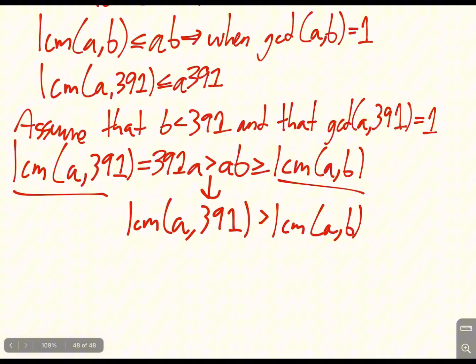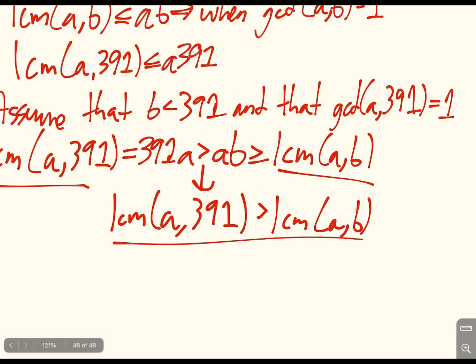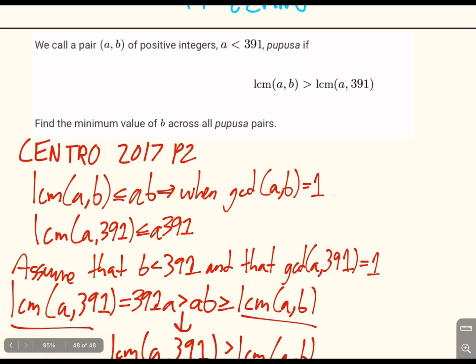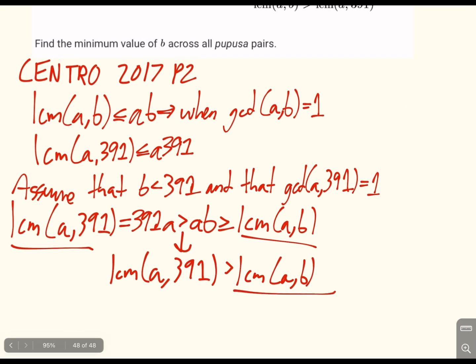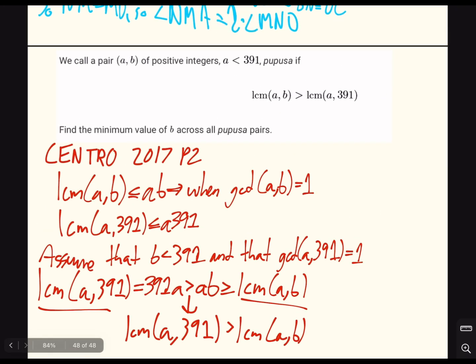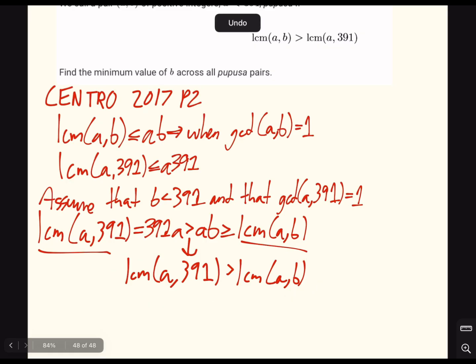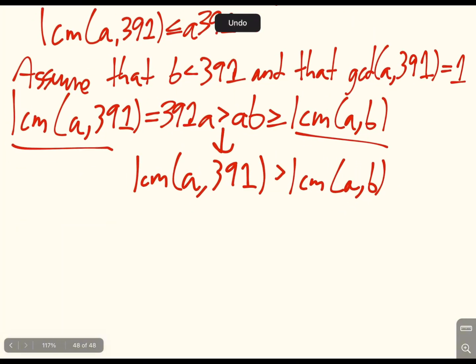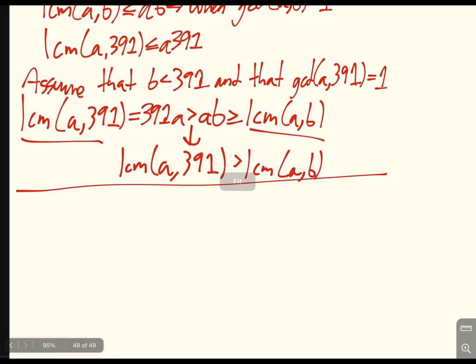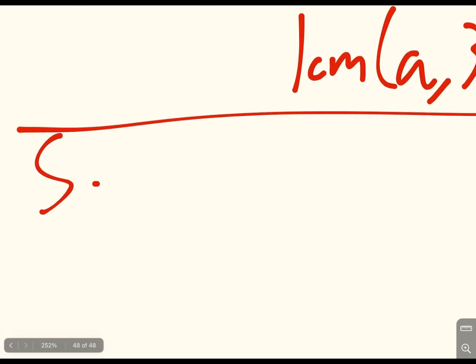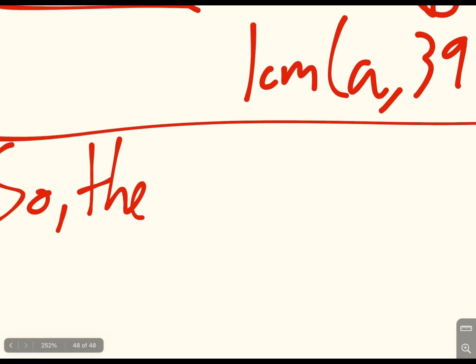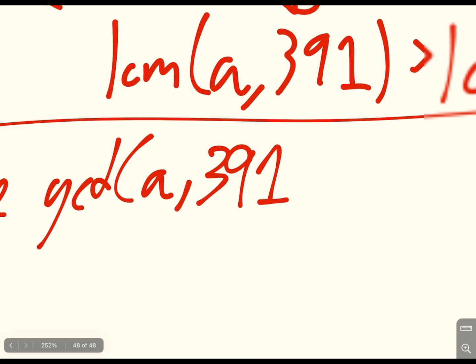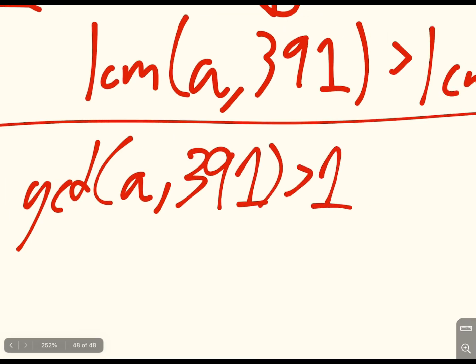And this is the opposite of what we're trying to look for, right? Because we're trying to find that the least common multiple of a and b is greater than this, not the other way around. So this is certainly not possible. So this means that if we want to find a b that's less than 391, the greatest common divisor of a and 391 is going to be greater than 1.